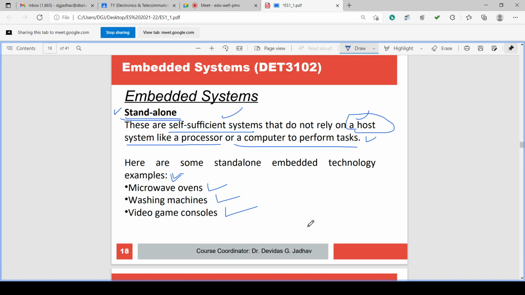So what is a standalone embedded system? These are self-sufficient systems that do not rely on a host system like a processor or computer to perform the task. And some standalone embedded system examples are microwave ovens, washing machines, and video game consoles. So these are the examples of standalone embedded systems.